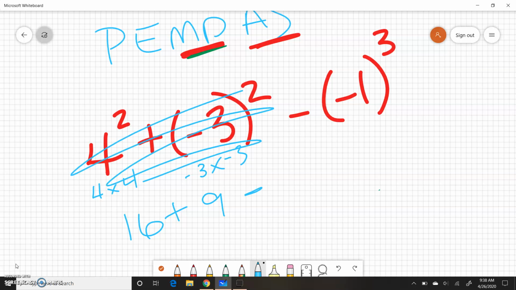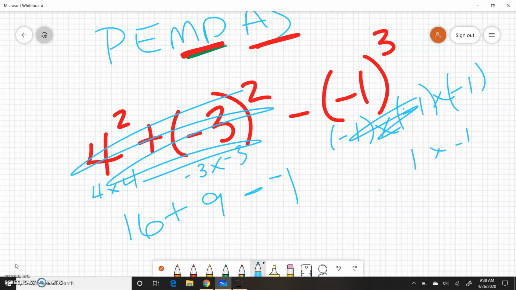Minus, so I'm done with these. I have negative 1 times negative 1 times negative 1. So negative 1 times negative 1. So 1 times 1 is 1, and they're both negative, so my answer is positive. So I'm left with 1 times negative 1. 1 times 1 is 1, and there's different signs, so that is negative. So now, look at my problem over here. I have 16 plus 9 minus a negative 1. So you should remember, back when we subtracted integers, if you have a minus and negative, they become plus. So 16 plus 9 gives me 25, plus a positive 1 would give me 26.